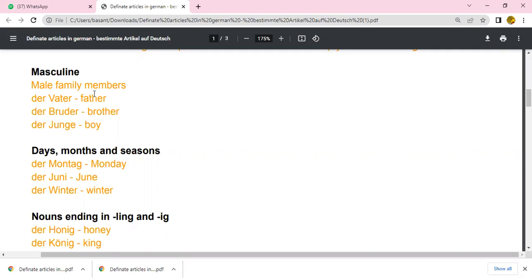All male persons, all male professions, all days, Montag, Dienstag, Mittwoch, Freitag, Donnerstag, Samstag, they all are masculine. So for example, the word father, the article is der Vater. Say der Vater. Because father is masculine.